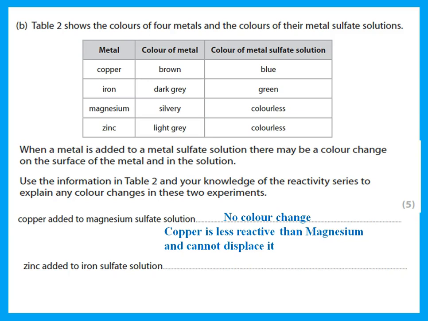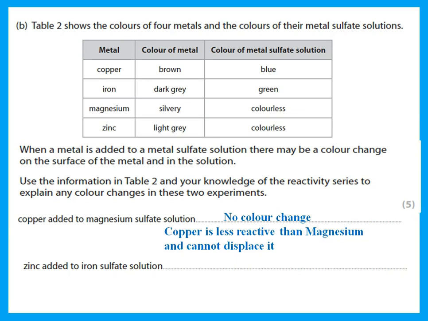Then he's adding zinc to iron sulfate. So let us see. First of all, will it react or not? Yes, we should know that zinc is more reactive than iron, so it can displace it. Then we should look at the table. The iron sulfate solution is what? The iron sulfate solution is green.